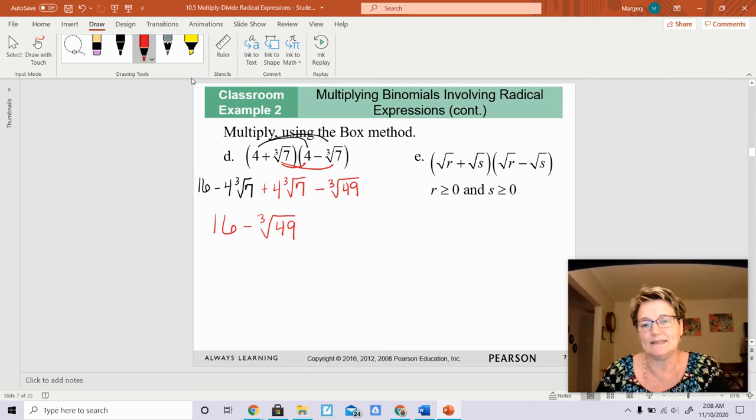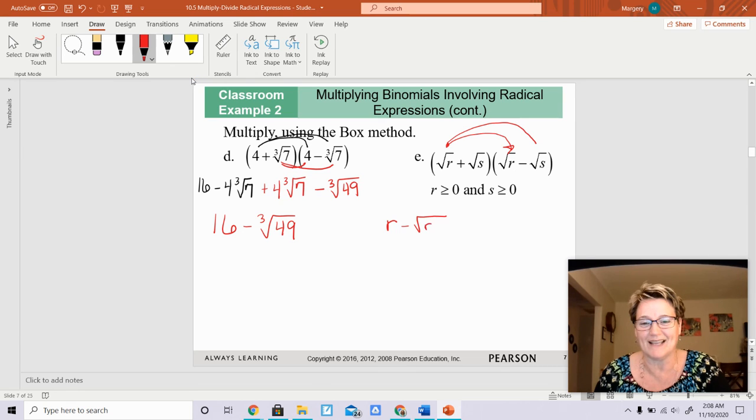Now the next ones, they say that r has to be greater than or equal to 0, and so does s. Otherwise, you'd have an imaginary number underneath the radical if it's negative. So in this case, we're just multiplying. So the square root of r times the square root of r is the square root of r squared. And the square root of r squared is r. Done.